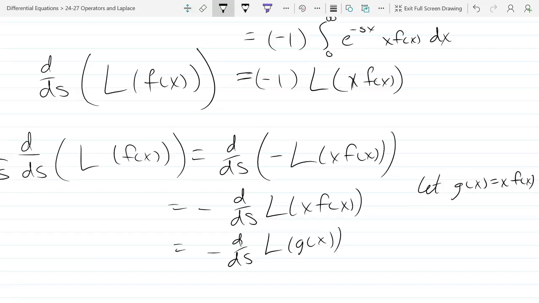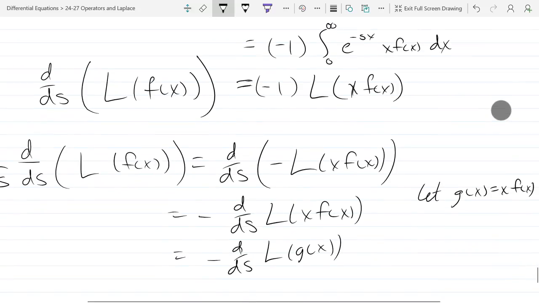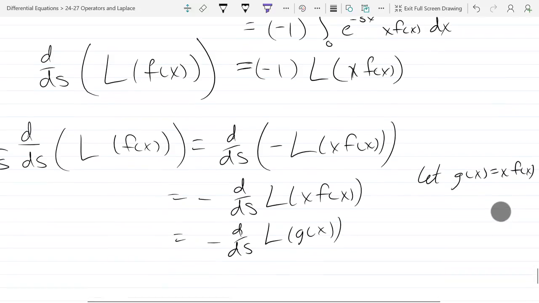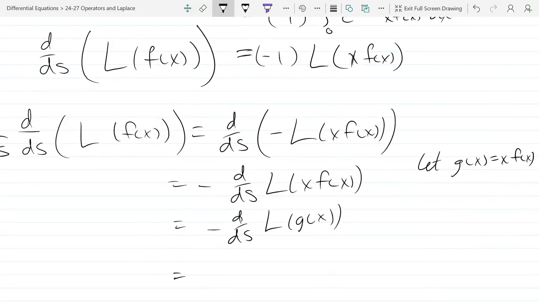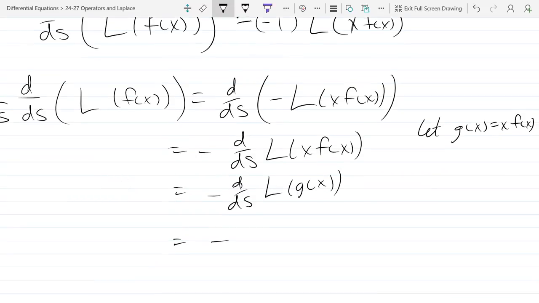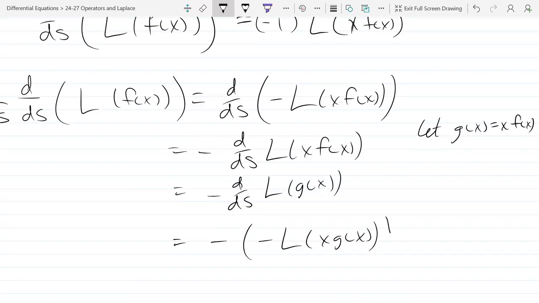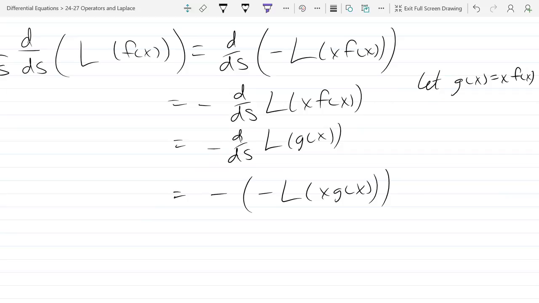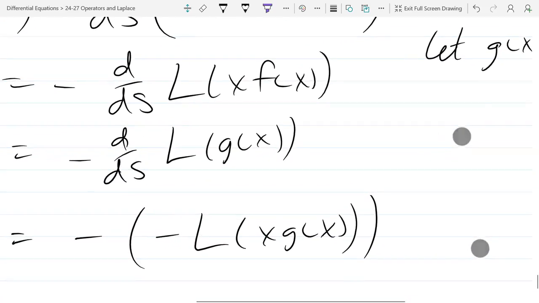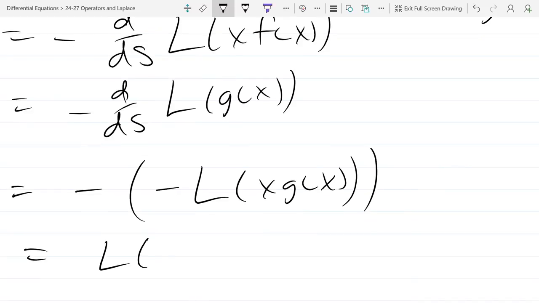So we can write it like this, and then the exact same rule we did. We made no assumptions on f other than it probably needs to be relatively nice, either differentiable or continuous, or both. Differentiable implies continuous, obviously. So this is negative L of x g of x, just applying the same thing we did above. The s derivative of L of g of x is you just multiply it by x and make it negative. And so it's going to be positive L of x squared f of x.